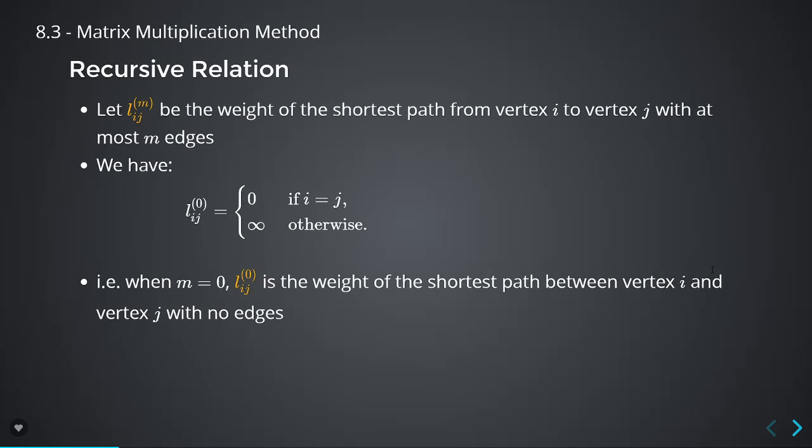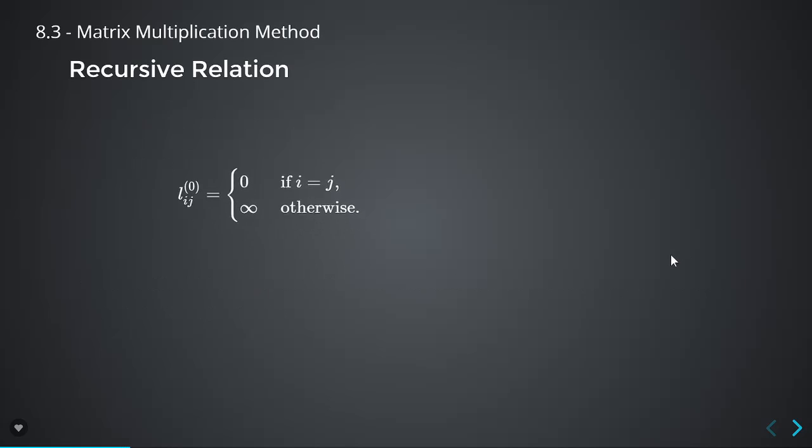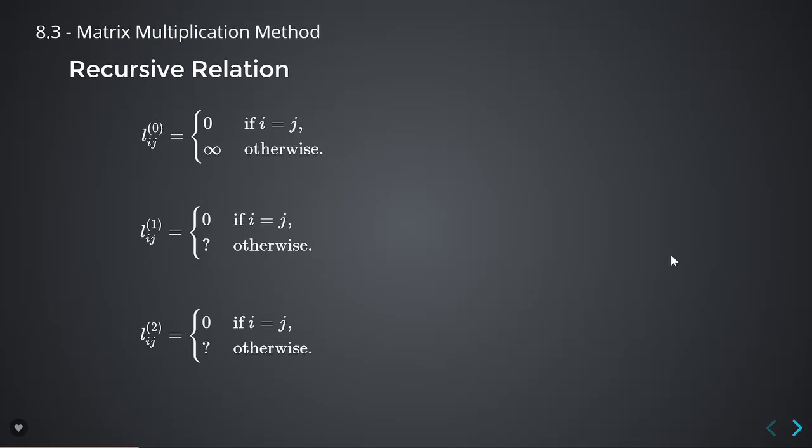Okay? Now let's increase m to 1. What do you think about L_ij^(1)? This is the weight of the shortest path if you're allowed to use at most one edge, only one edge. So what's that mean? Well, the shortest path between i and j, if you're only allowed to use one edge, is just the weight of the edge between i and j. That's it. Right? What about L_ij^(2)?